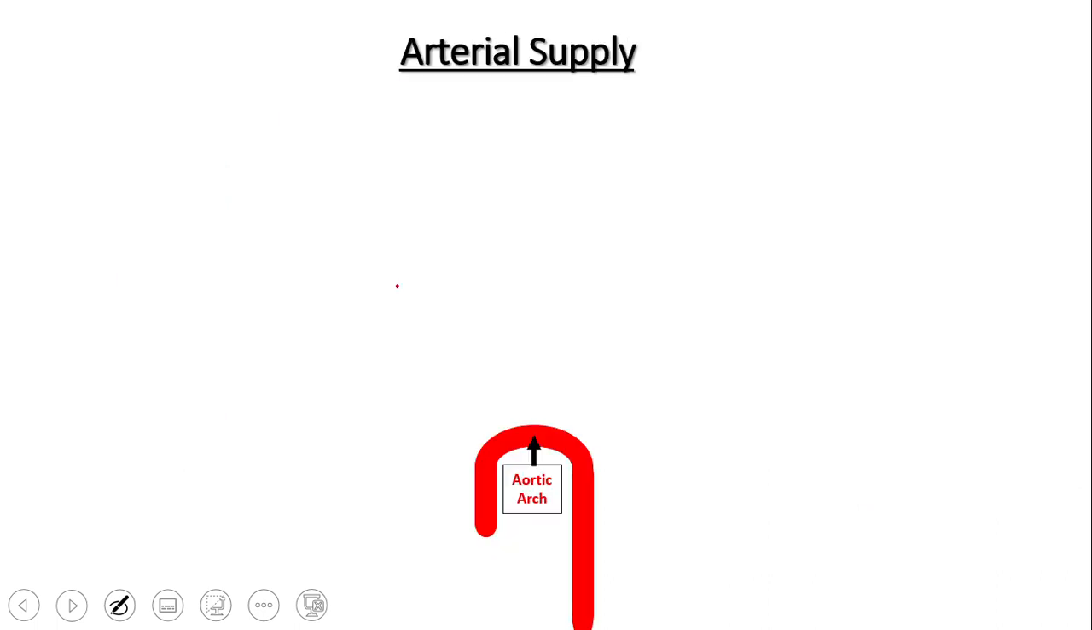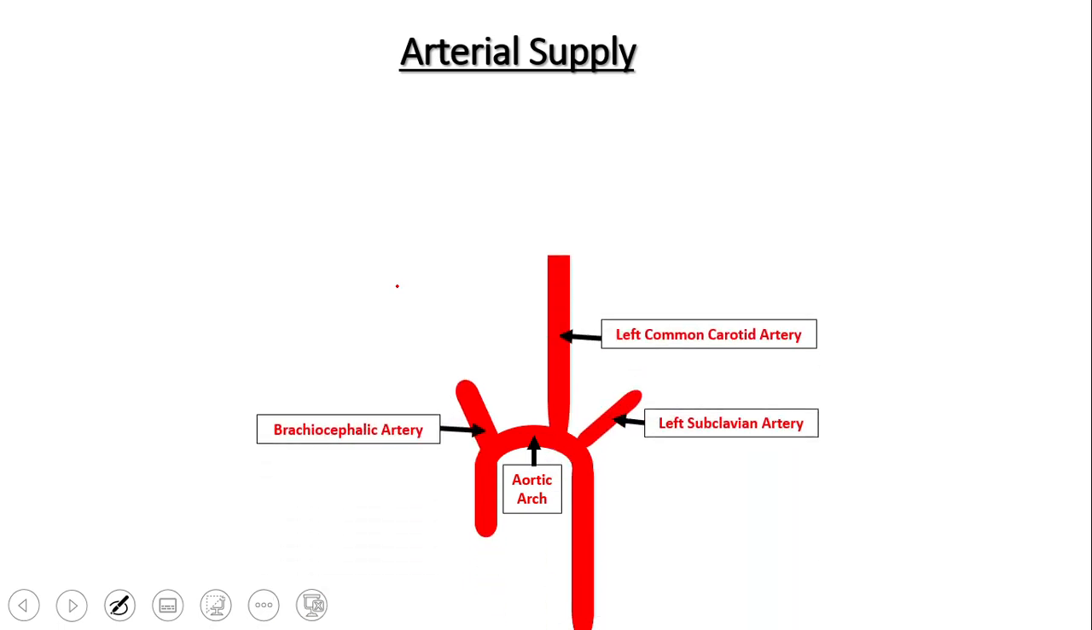Now with the arterial supply. This is the arch of the aorta, and from the arch of the aorta we have three branches. From right to left we have the brachiocephalic artery, and then we have the left common carotid, which is the source of the blood to the left side of the head and neck, and left subclavian, which is the source of the blood going to the left upper limb.